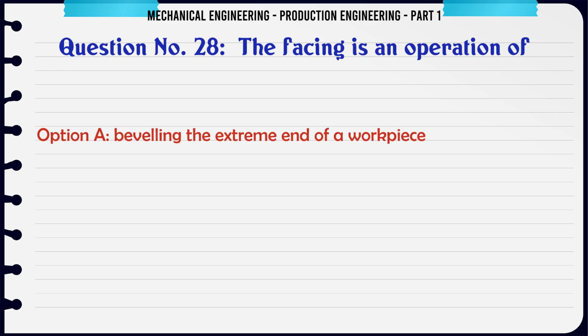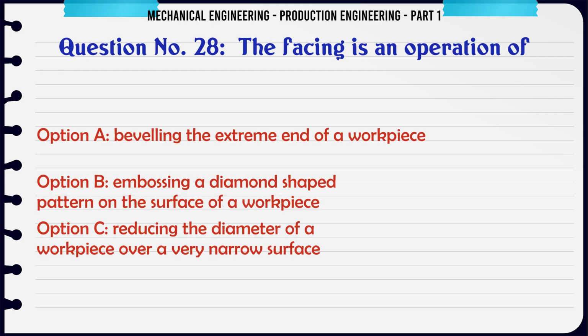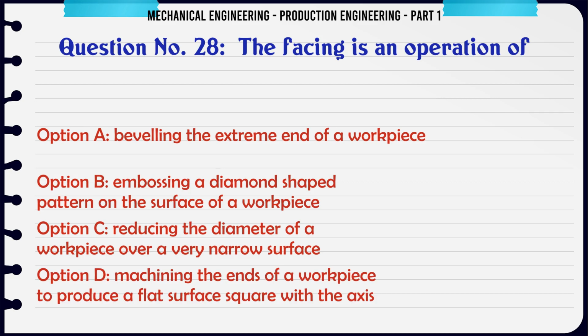The facing is an operation of A. beveling the extreme end of a workpiece, B. embossing a diamond-shaped pattern on the surface of a workpiece, C. reducing the diameter of a workpiece over a very narrow surface, D. machining the ends of a workpiece to produce a flat surface square with the axis.